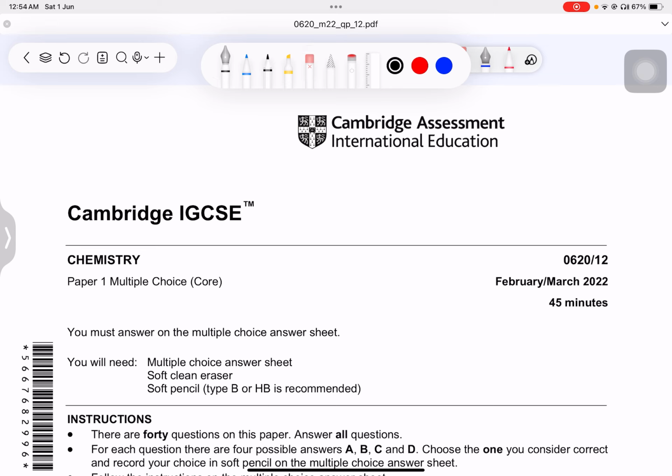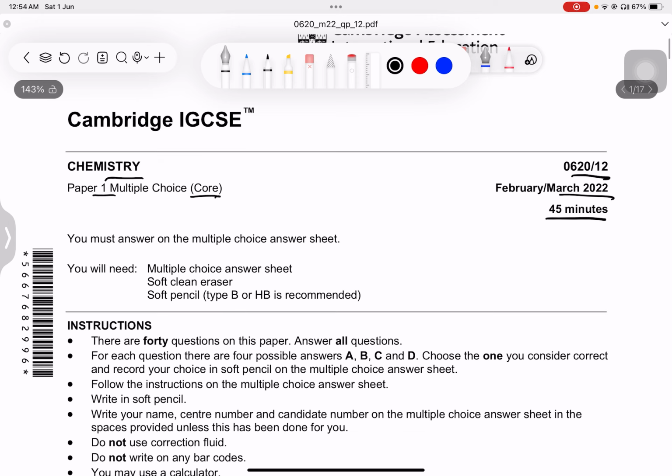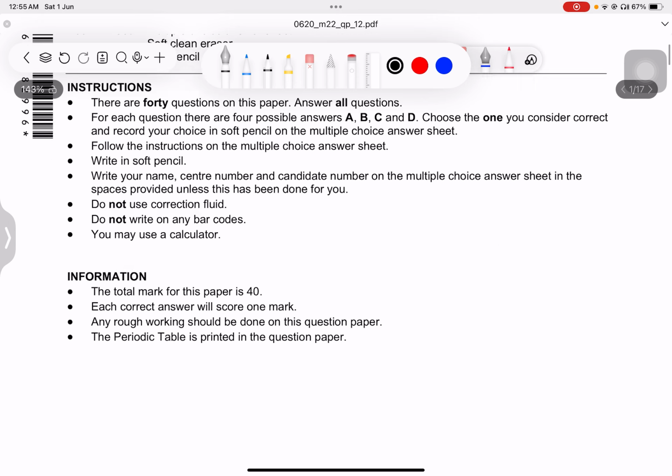Today we have here IGCSE Chemistry, Paper 1 core, Paper 1 2, February March 2022. Total time for which is 45 minutes and 40 marks for 40 questions, 1 mark each.